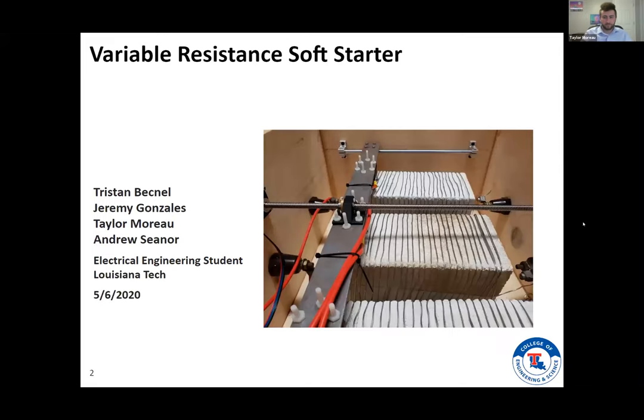Good afternoon, everybody. Thank you for showing up for our presentation. My name is Tristan Becknell. My name is Jeremy Gonzalez. I'm Taylor Moro. And my name is Andrew Senor, and our group has developed a variable resistance soft starter. It's a slight variation on the primary resistor type of soft starter for induction motors.